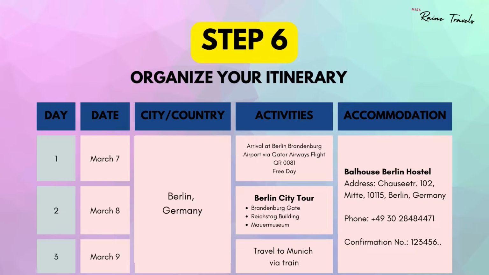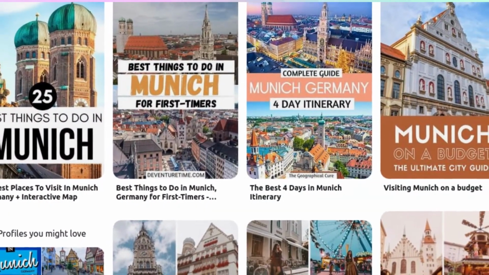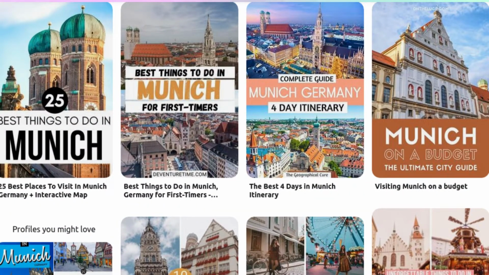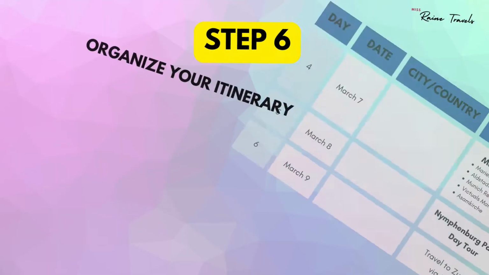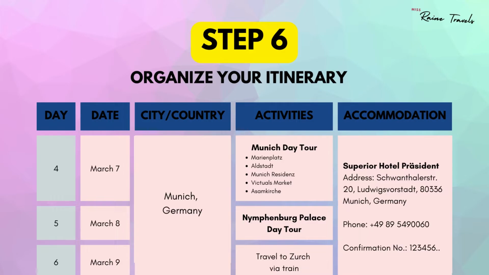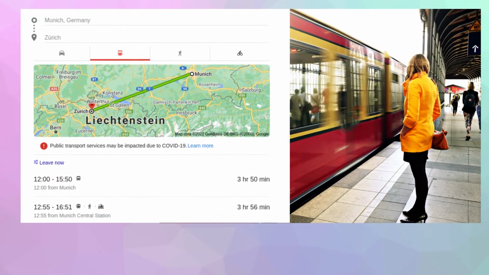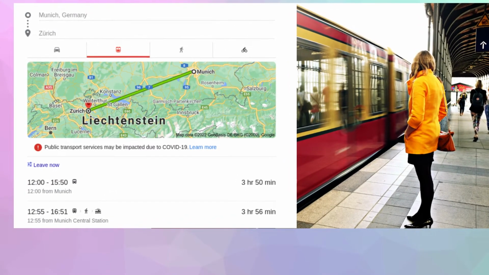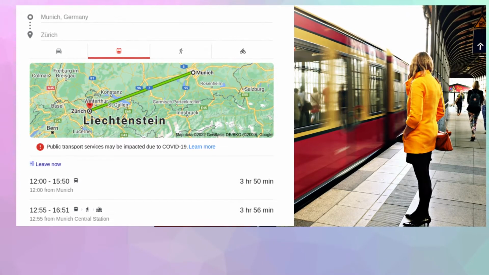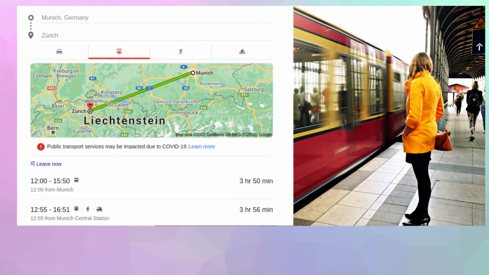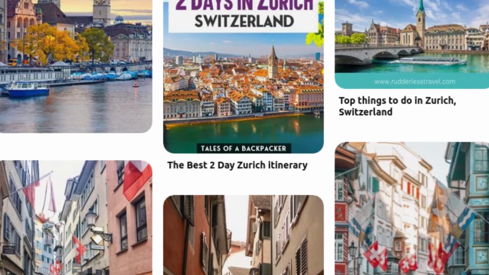For my next 2 days in Munich, I'll start the tour on the 7th with a day tour. And then the following day, March 8th, Nymphenburg Palace, and on the 9th, we'll be traveling to Zurich via train once more. For the train from Munich to Zurich, if it's a non-stop train, it would be around 4 hours and 5 minutes. Or if there is a transfer, that would be around 5 hours and 36 minutes. So I would usually allot a single day for the transfer so that I will not be too tired while traveling.